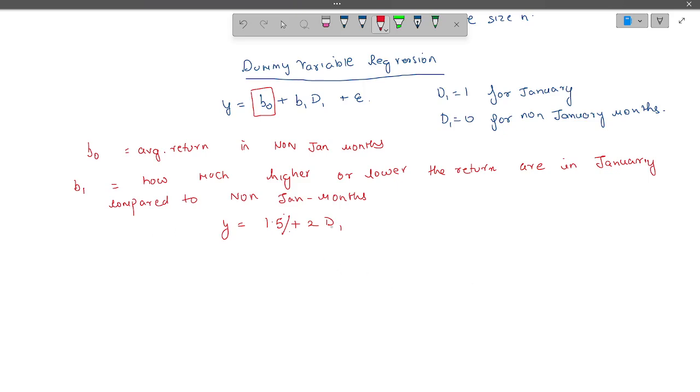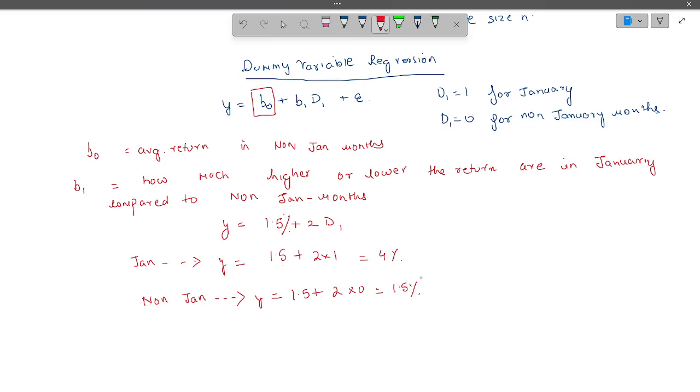So say if the month is January, then D1 is going to be 1 for January. So my returns in January are going to be 1.5 plus 2, which is 3.5. And for a non-January month, D1 is going to equal 0. So my returns in a non-January month are going to be y equals 1.5 plus 2 into 0. Now my D1 is 0 because it's a non-January month. So my return is going to be 1.5%.